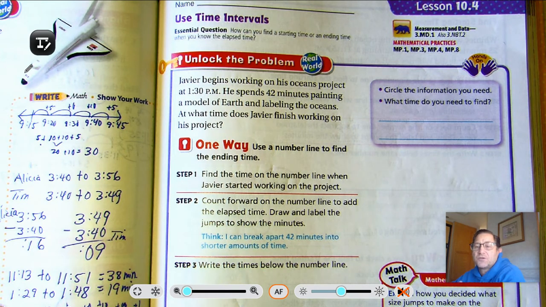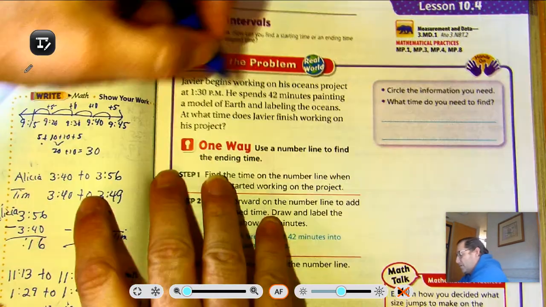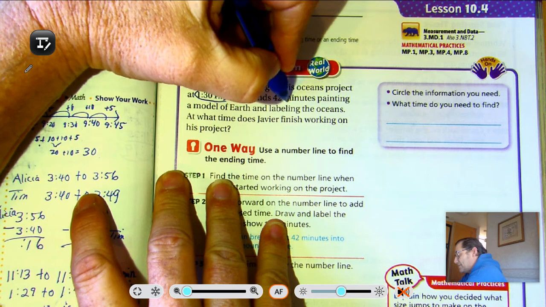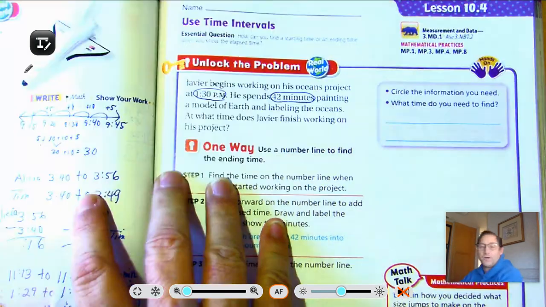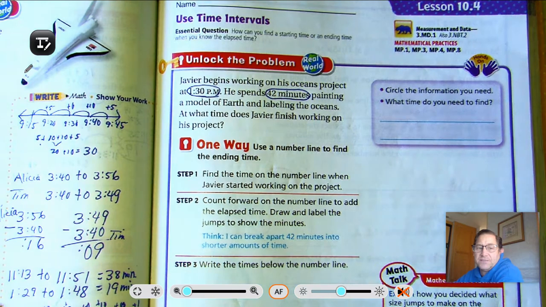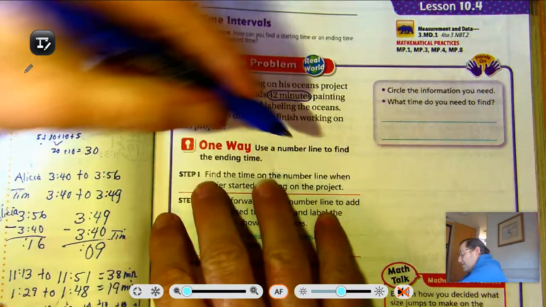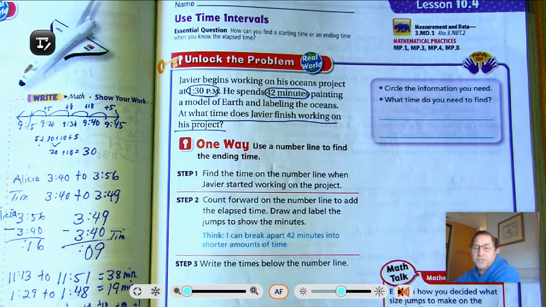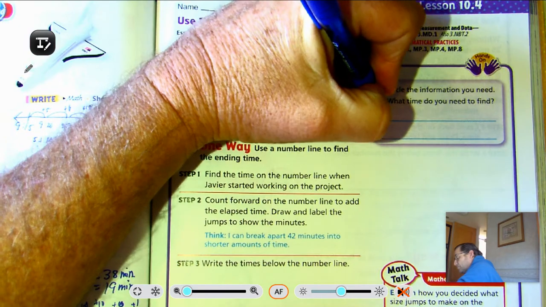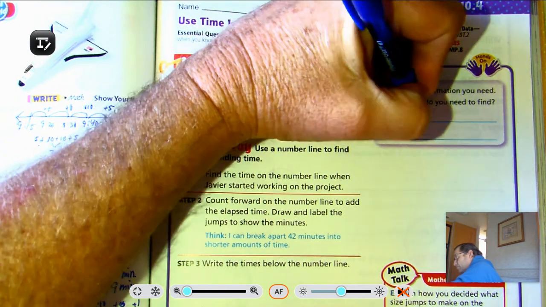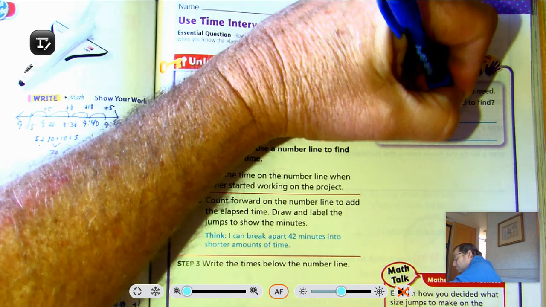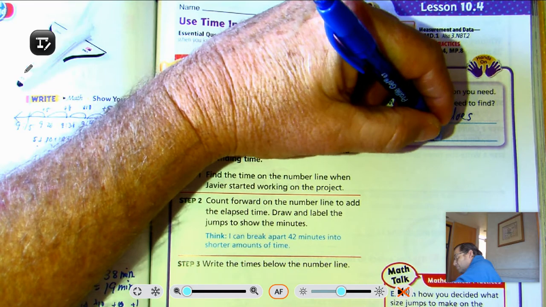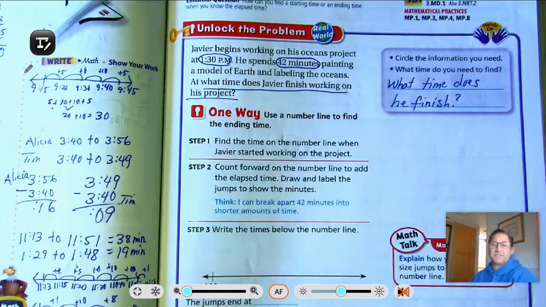Circle the information you need. Well, we know he started at 1:30. We know the elapsed time is 42 minutes, so he spends 42 minutes doing those activities. And our question is, at what time does he finish working on his project?